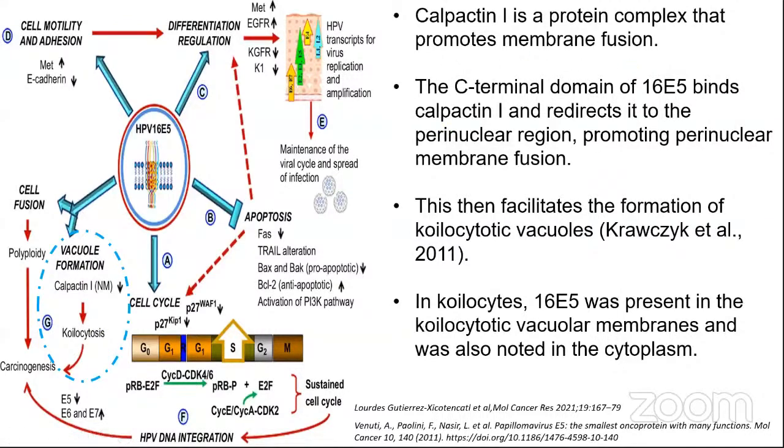What it does is that part of the 16E5 binds to calpactin and redirects it to a perinuclear region. And that is what helps in perinuclear membrane fusion, which then moves on to facilitate the formation of koilocytic vacuoles. Now, 16E5 was localized to koilocytic vacuolar membranes. It was also noted within the cytoplasm.